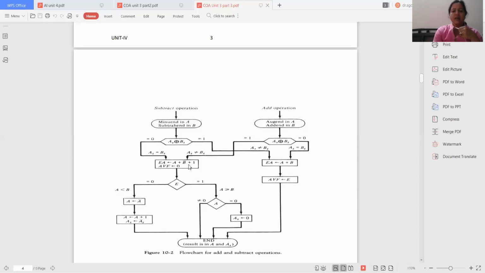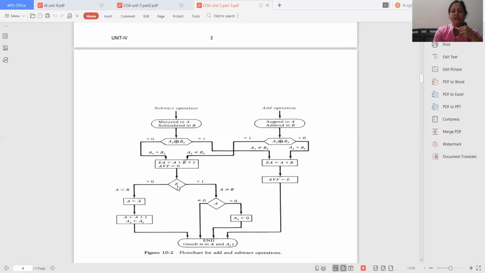We know that if A minus B is the operation, we can perform it like A plus 2's complement of B. This is a valid operation in computer architecture. So we can do A minus B by using A plus B bar plus 1, right? ABF, that is the overflow, is 0 here. This is given to the E flip-flop. If the value of A is less than B, the value of E will become 0. If the value of A is greater than or equal to B, E will become 1.